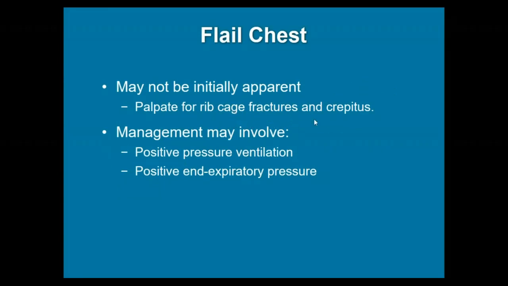Palpate the rib cage for fractures. Paradoxical movement is a fairly late finding with the flail chest. As the response to the trauma progresses, you have more inflammation and more compromised circulation to the intercostal muscles, and then you start to see that paradoxical motion. I'm going to show you in a second what it looks like.